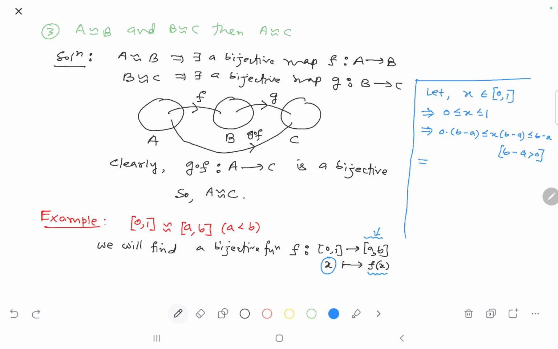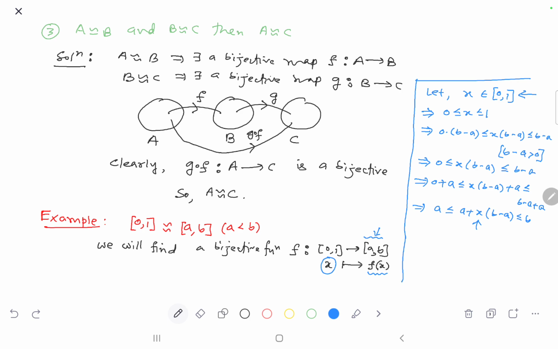So if you multiply, then this will be 0 less than or equal to x times (B minus A), and this is less than or equal to B minus A. Add A to both sides. This is B minus A plus A. So what are we getting? We are getting A less than or equal to A plus x times (B minus A), less than or equal to B. Is this okay? So for every x in between 0 and 1, we are getting an element inside [A, B]. That's why we multiply by B minus A.